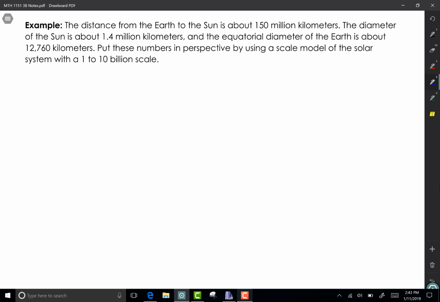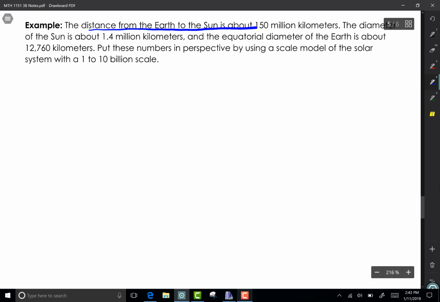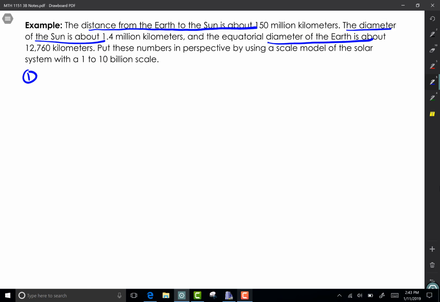If you put these numbers into perspective by using a scale model, we're going to use the scale of 1 to 10 billion. Okay, so we have 3 things to check here. We have the distance from the Earth to the Sun. We have the diameter of the Sun. And then we have the diameter of the Earth that we want to scale. Okay, so the first thing we're going to scale is the distance from the Earth to the Sun.